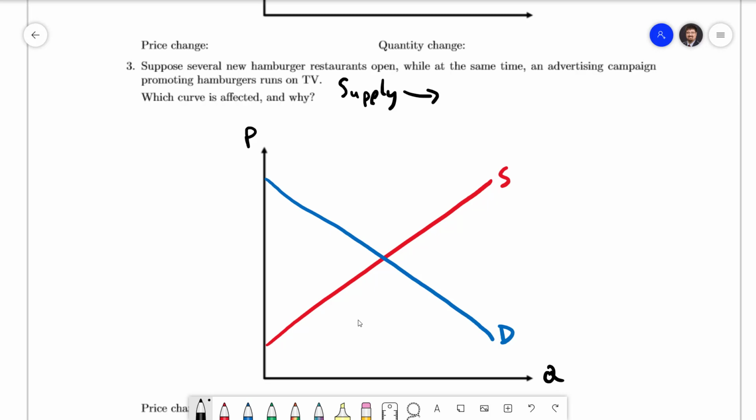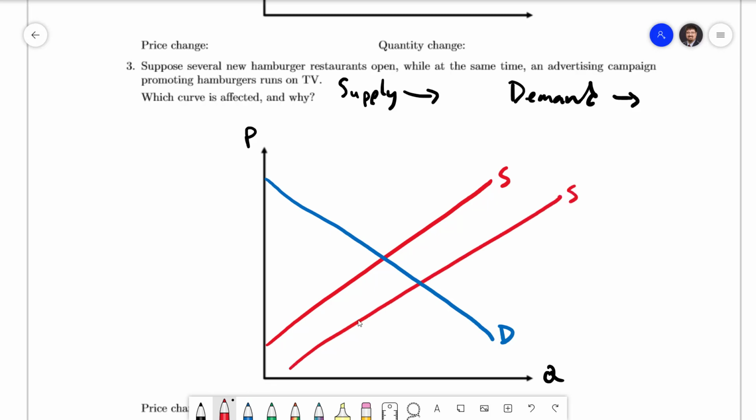At the same time, an advertising campaign promoting hamburgers runs on TV. That's going to change the taste for hamburgers. That's going to affect demand. And advertising is generally going to increase the demand for the product, so that's going to be, again, a shift to the right. Let's draw these in. Supply shifts to the right. Demand shifts to the right as well.